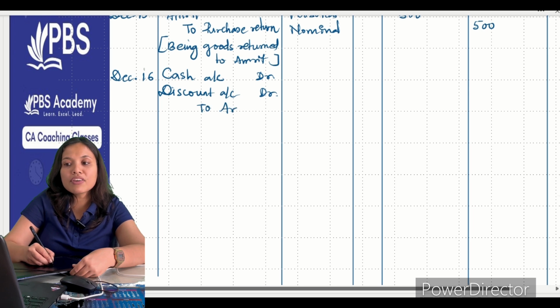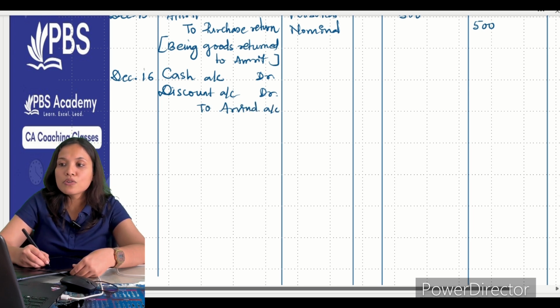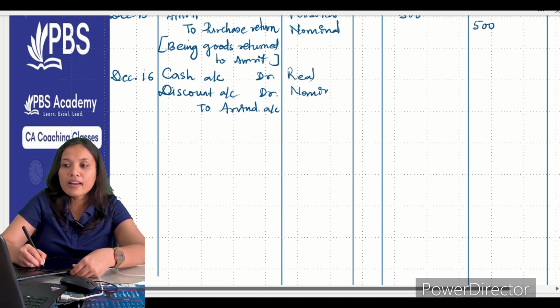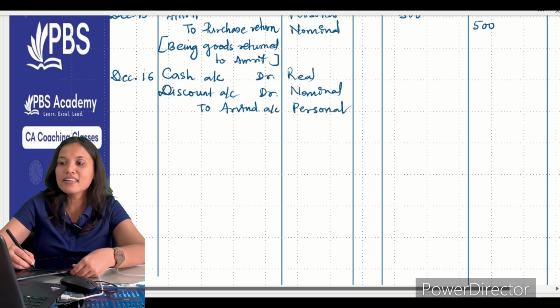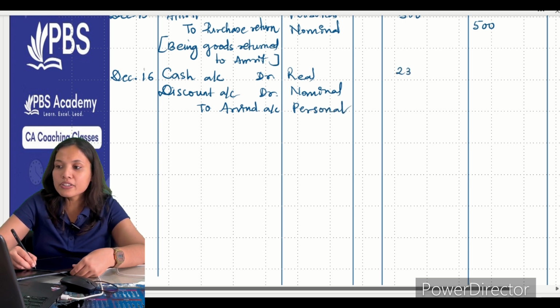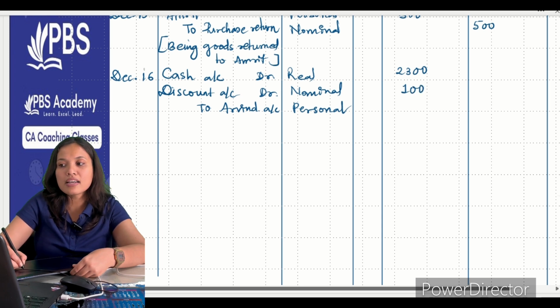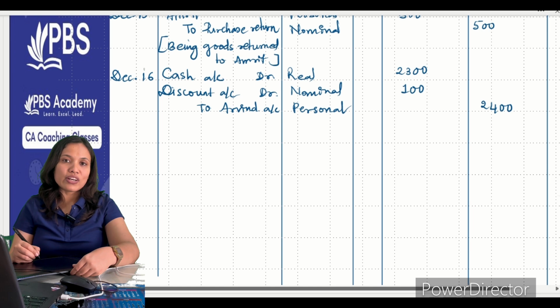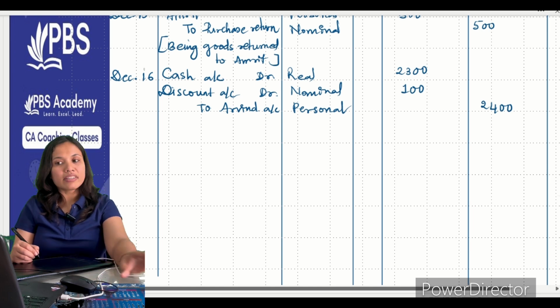Second, who is giving me this amount? Credit the giver. So Arvind account. So cash is real, discount is nominal, and Arvind is personal. All the three ledgers have come here, correct? How much cash is received? Only 2300 received. How much not received? How much is the loss? 100. Total amount to be given by Arvind is 2400. This is how you will solve the entry.